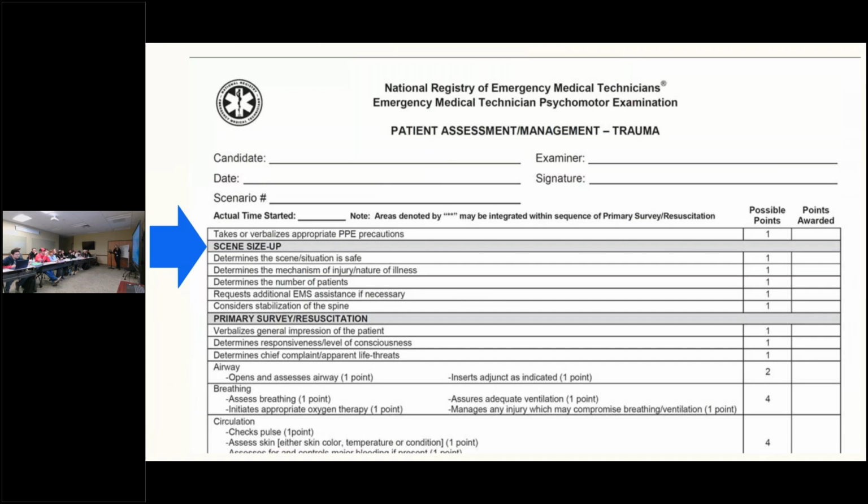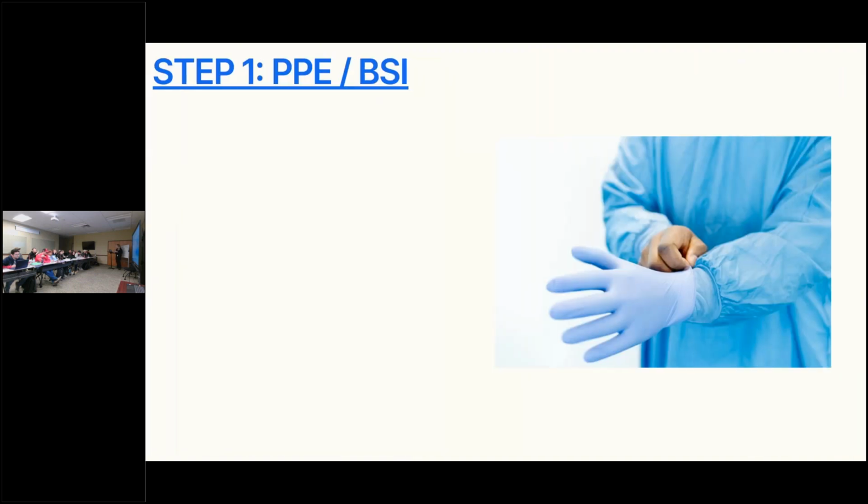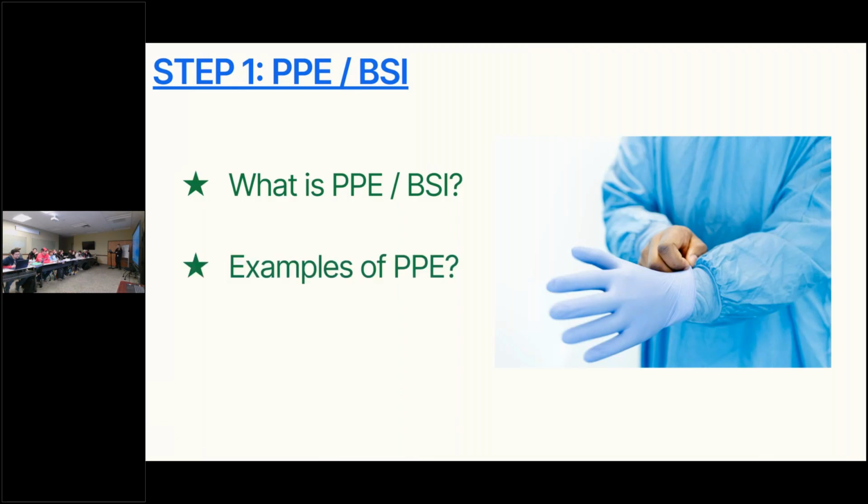Okay. So that first line talked about PPE and BSI. What is PPE? Does anybody know what that stands for? What about BSI? Yeah, body substance isolation. Cool. What are some examples of PPE? Okay, cool, yeah. What about bulletproof vests or the extrication jackets that they wear? Things like that can also be considered PPE, protecting yourself if you're extricating someone from a vehicle or something like that.